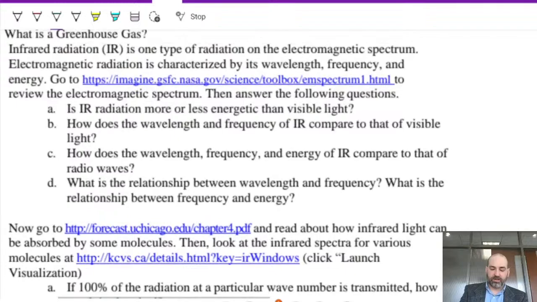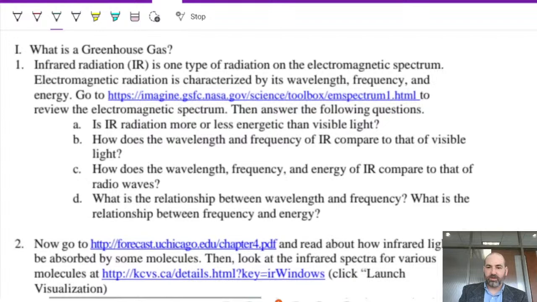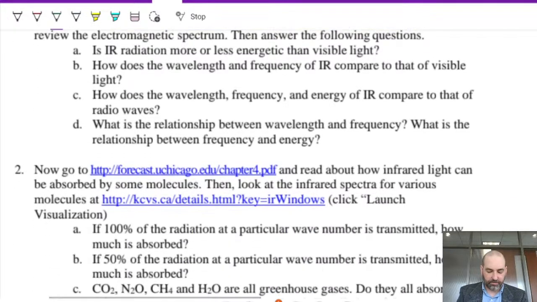There's a little bit more detailed diagram at this link here. So when you go through this document, you can find that and hopefully find some answers to your questions.